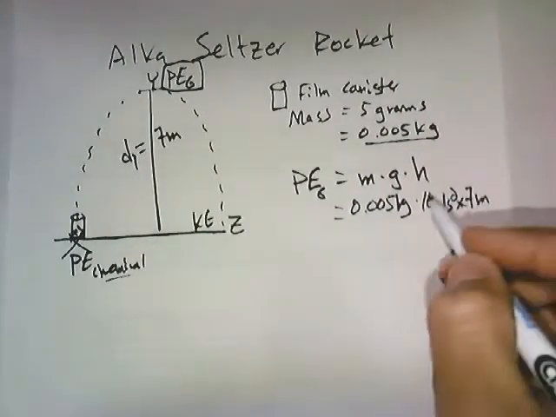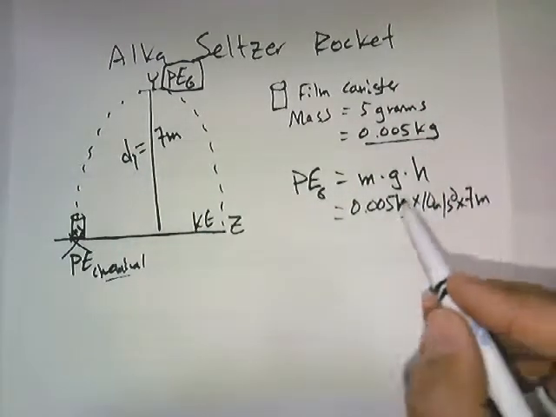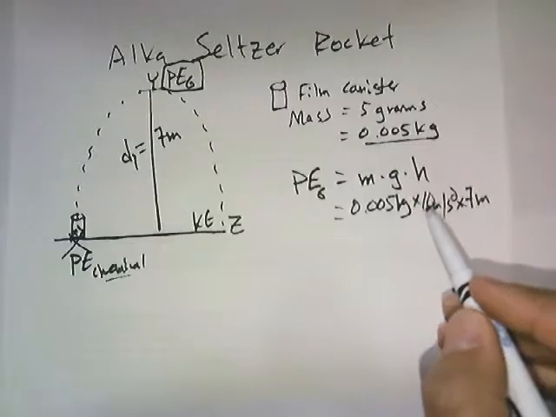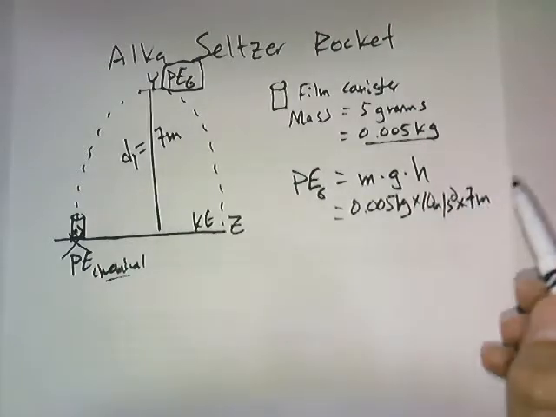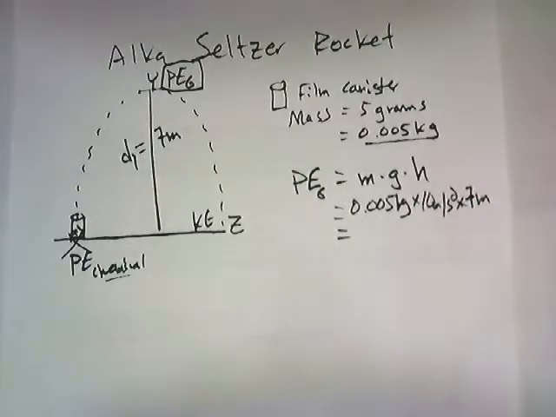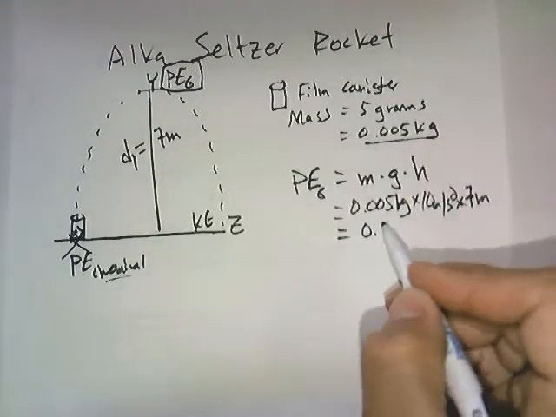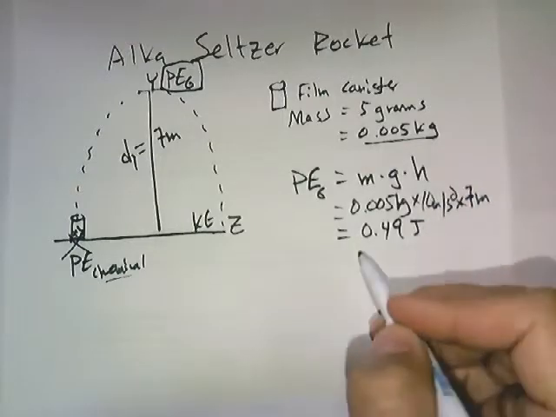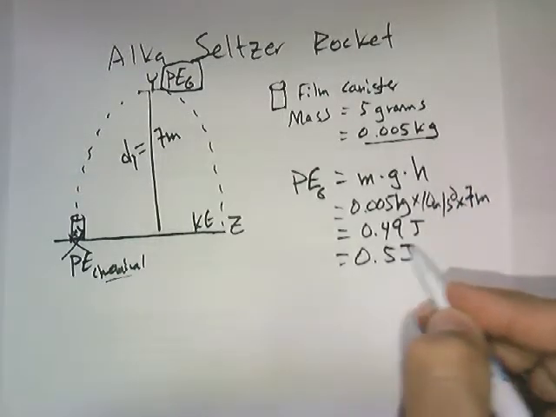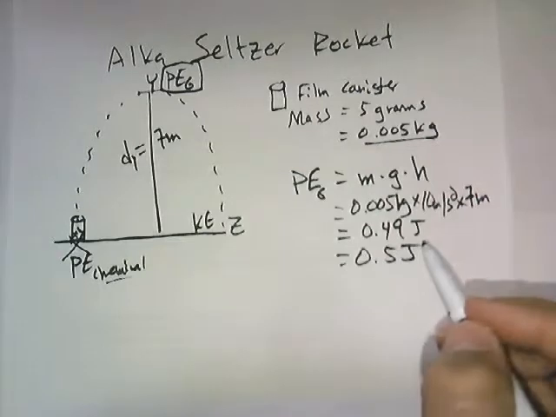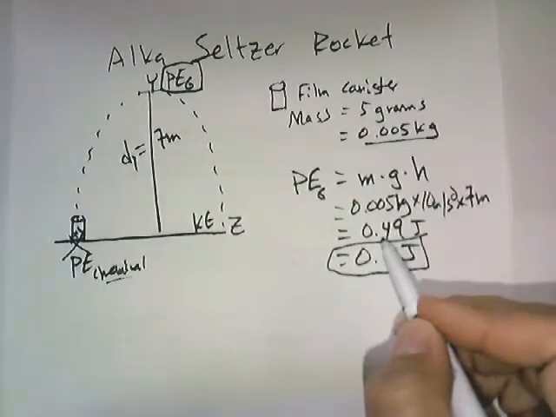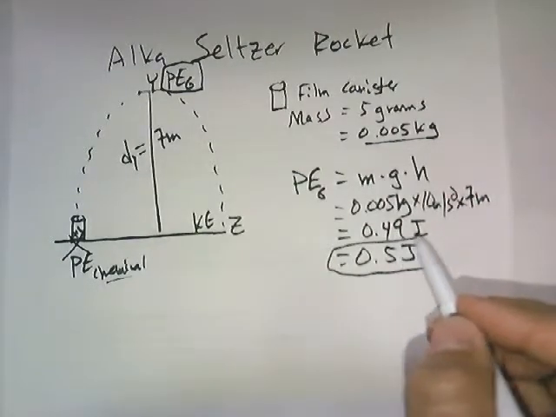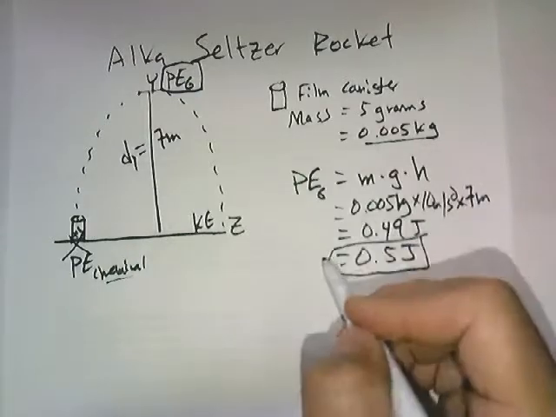That's multiplied. I don't want you to think that that's 0.7. So 0.005 kilograms times 10 meters per second squared times 7 meters. And I get a precise value of 0.49 joules. But I'm going to call this 0.5 joules just for the sake of a nice, smoother number. We're pretty close. We're 1/100th of a joule off. So we'll go with this value.